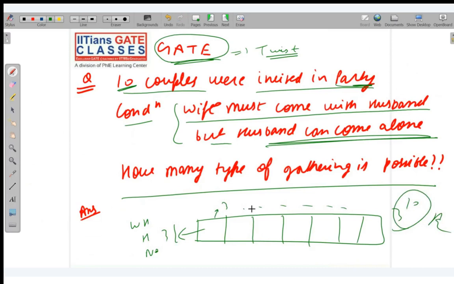Many students take 2 power 10 as the answer, but 2 power 10 is not the answer. Why? Because it's obvious when somebody invites you to the party, it's your choice. You go or you do not go. So this was the only small twist. It's allowed that you do not go. So 3 possibilities every place. Every couple has 3 possibilities. So 3 into 3 into 3, that is 3 power 10, is the answer.